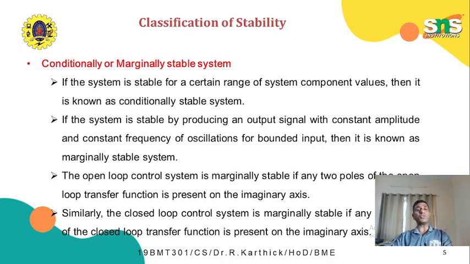Now the open loop control system is said to be marginally stable if any two poles of the open loop transfer function lie on the imaginary axis. Similarly, for a closed loop system, it is marginally stable if any two poles of the closed loop transfer function are present on the imaginary axis. So this is the classification: absolutely stable system and marginally stable system.